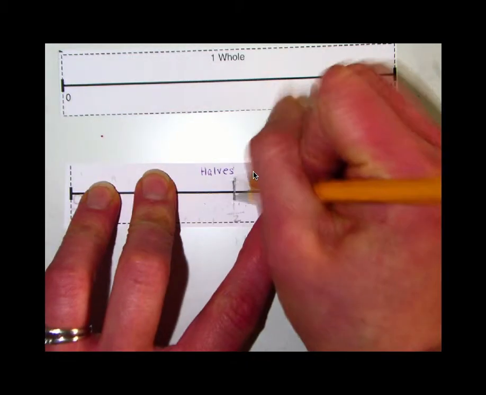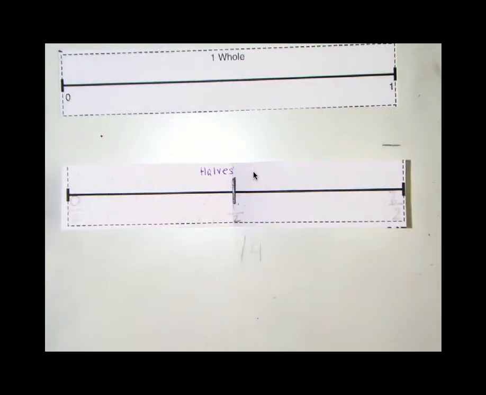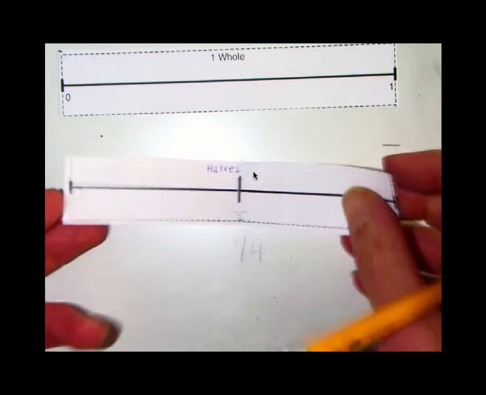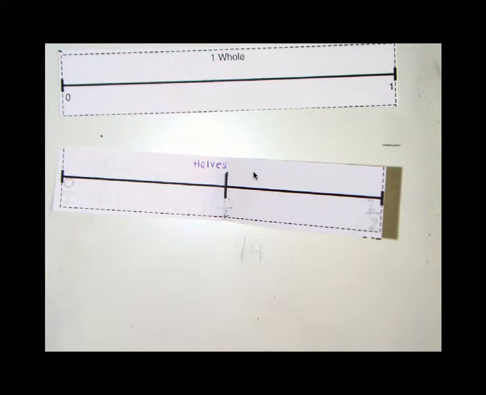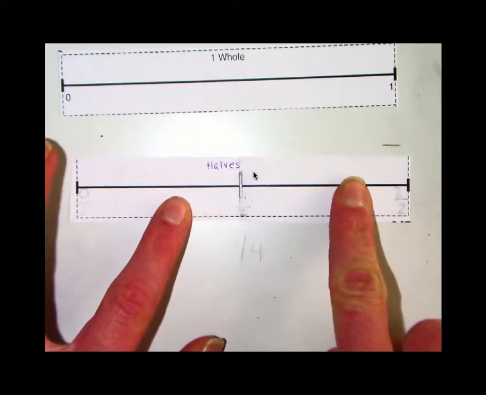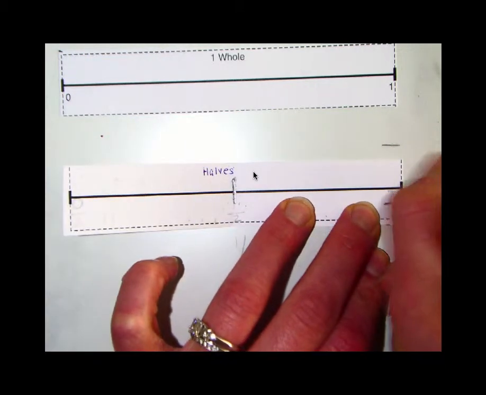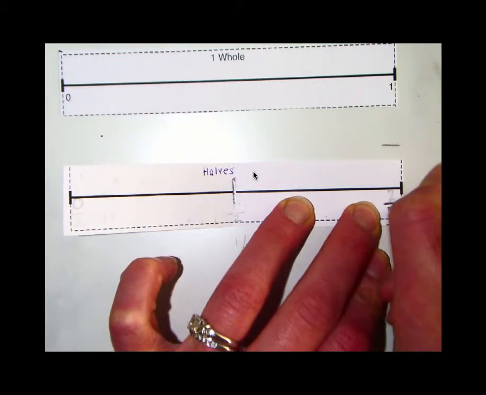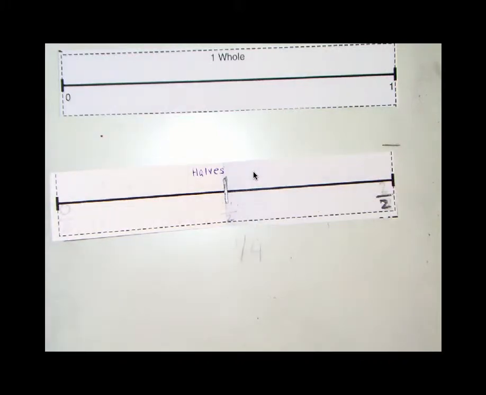Here's where I folded it. I'm just going to make a hash mark for you, okay? Now, I have 2 equal pieces. So if I know that there's 2 equal pieces that I divided a whole into, I know that that is going to be my denominator. So my denominator is going to be the 2 equal pieces that I divided my whole into.